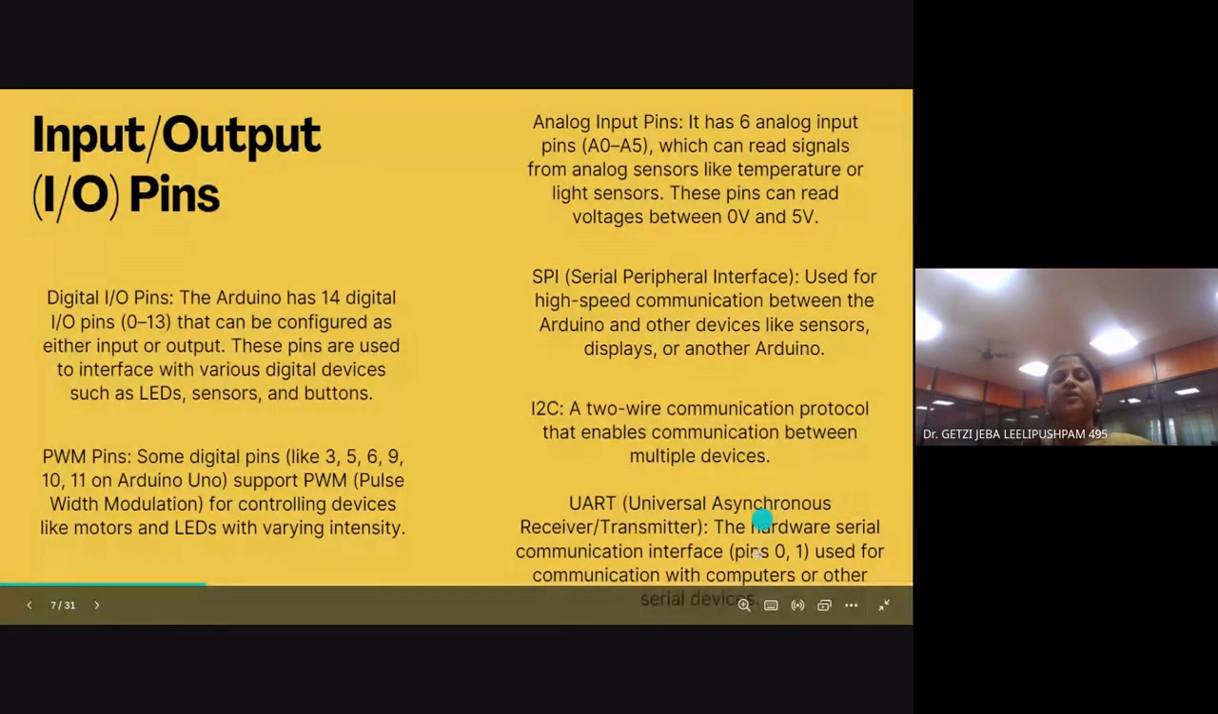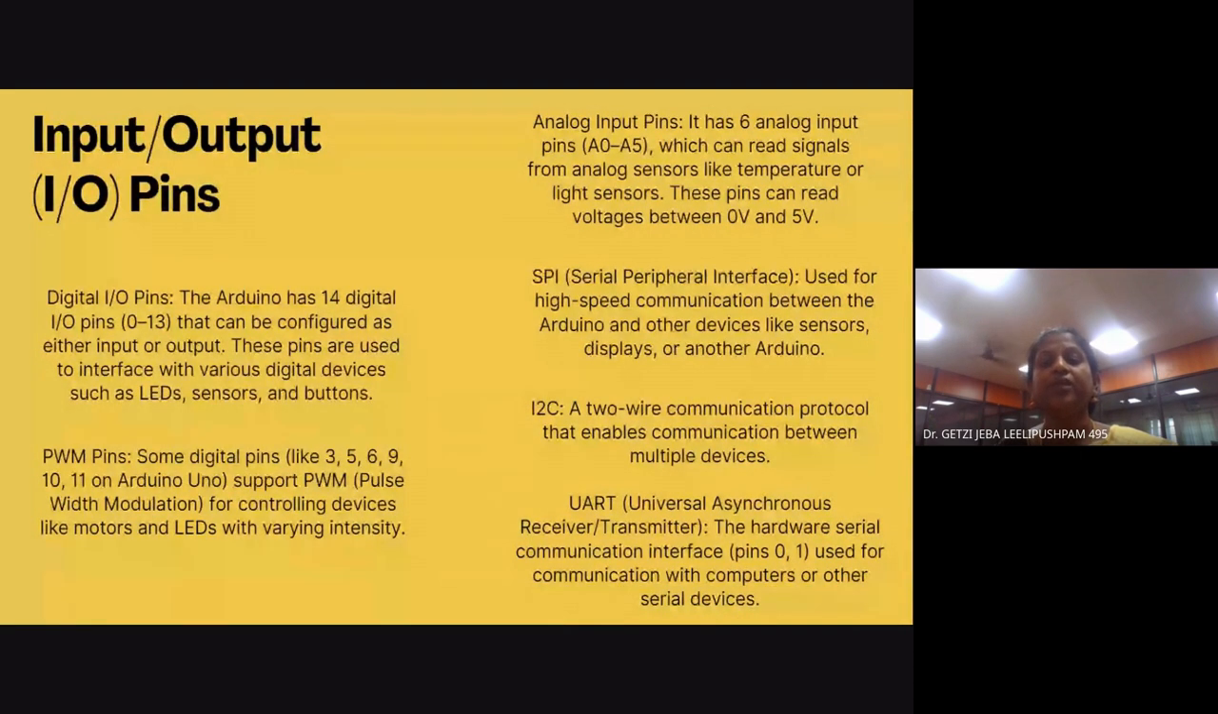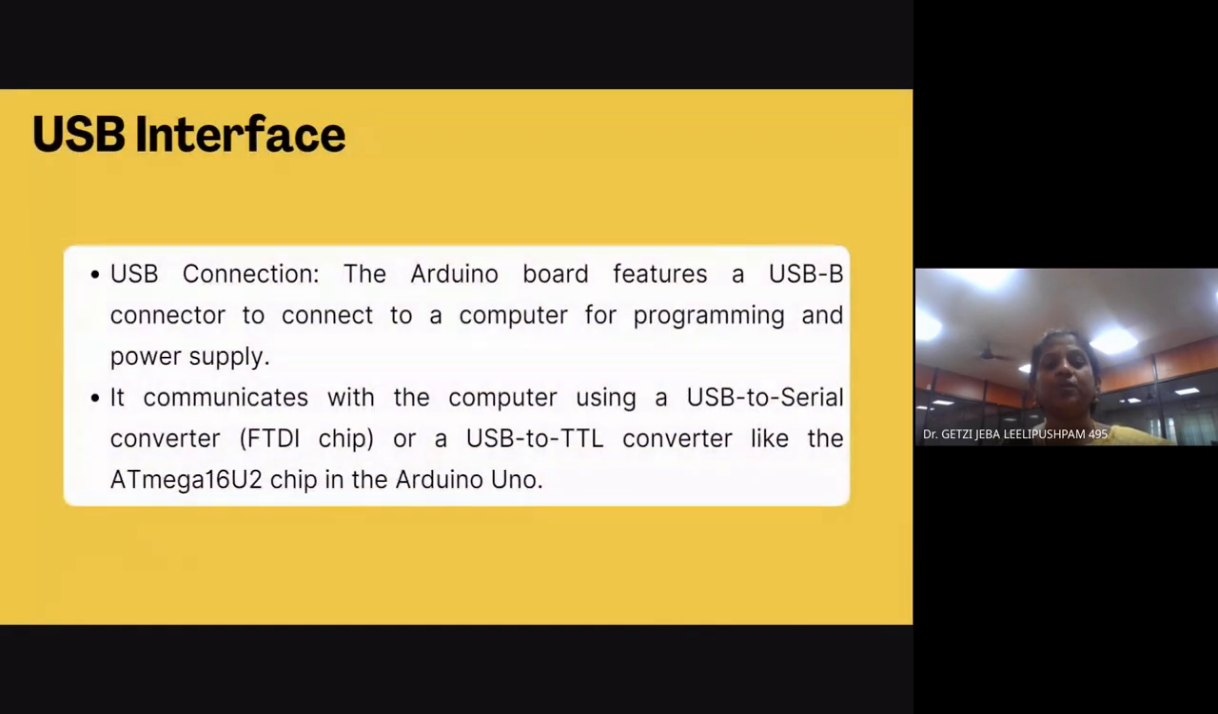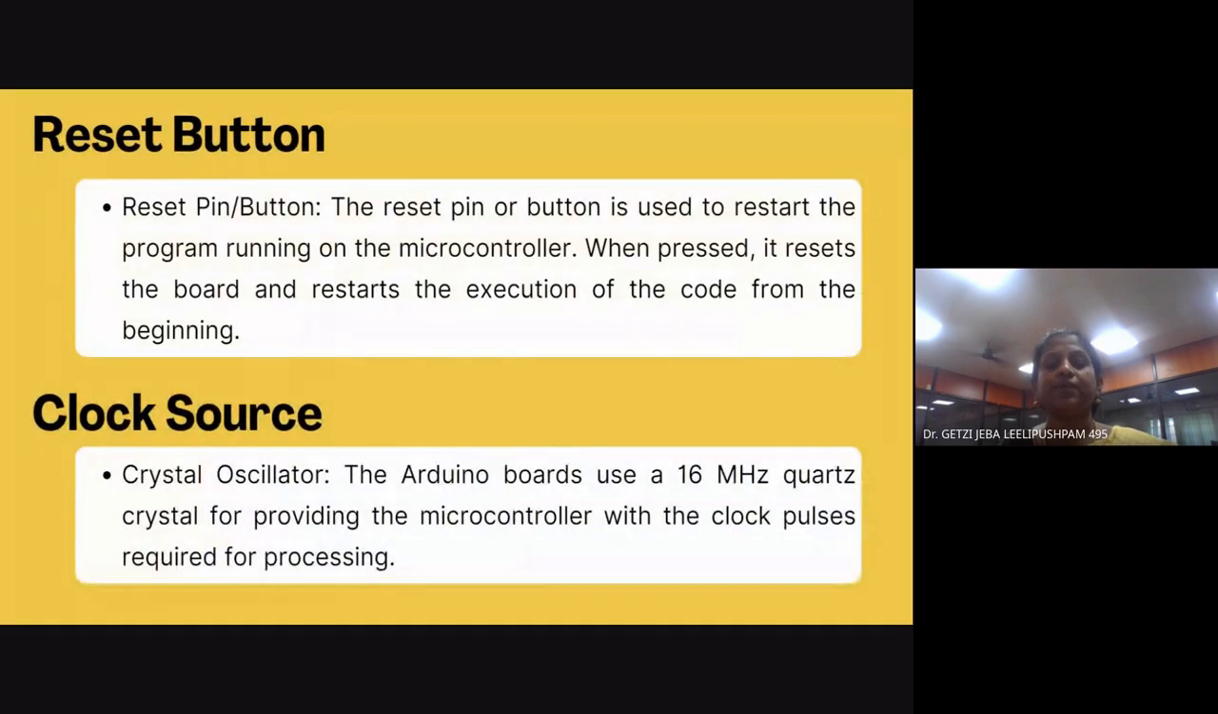Then there are also pins 0 and 1. Pins 0 and 1 are usually used for serial communication. Whenever you connect a Wi-Fi module or a Bluetooth module to Arduino, we'll be using these 0 and 1 pins. So these are the input output pins available in the Arduino boards. Then you have the USB interface which helps to upload your sketch, and also a reset button. You have a clock source inside your Arduino: a 16 megahertz quartz crystal clock is running in order to synchronize the operation of your Arduino board.